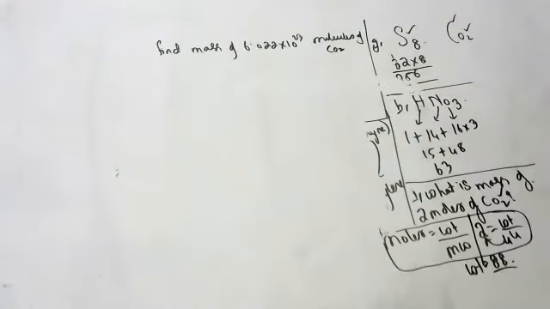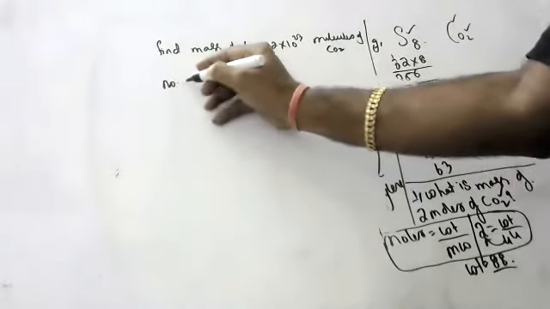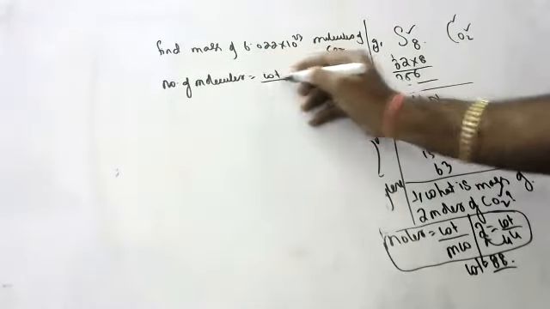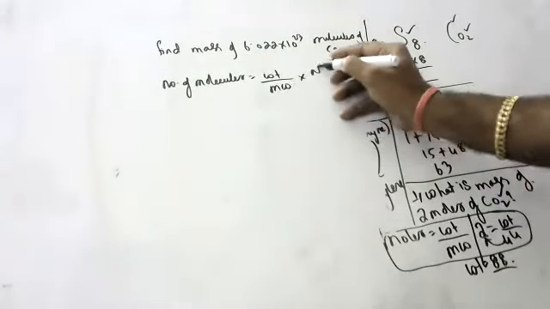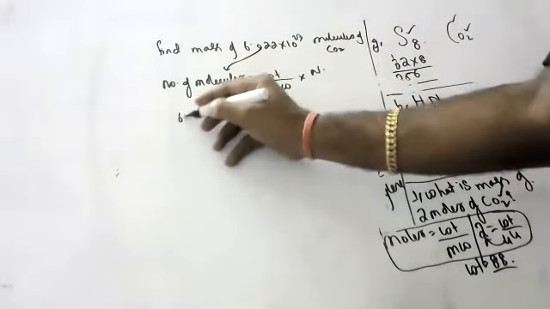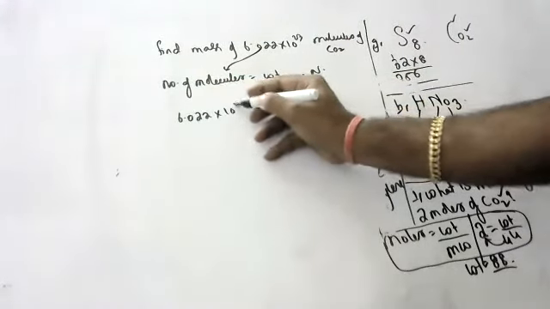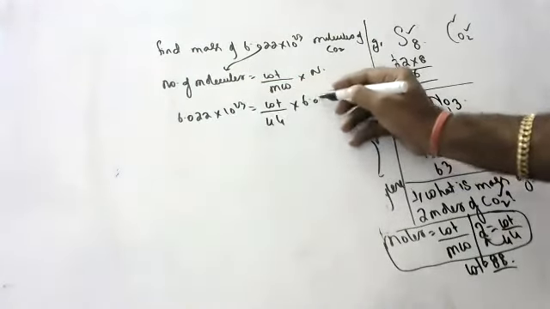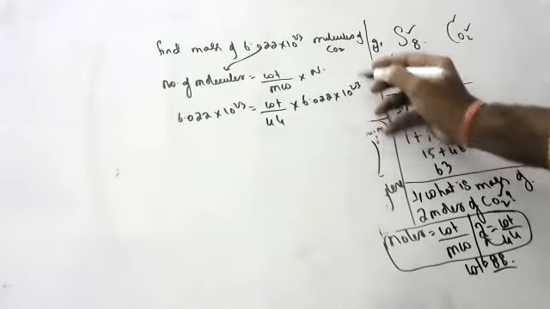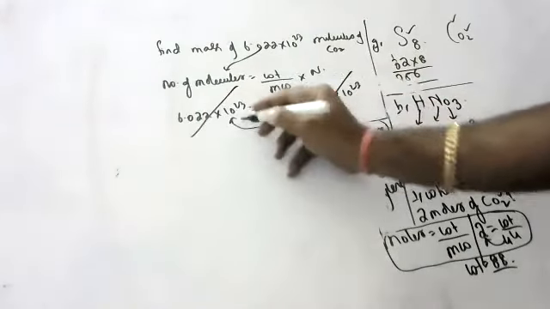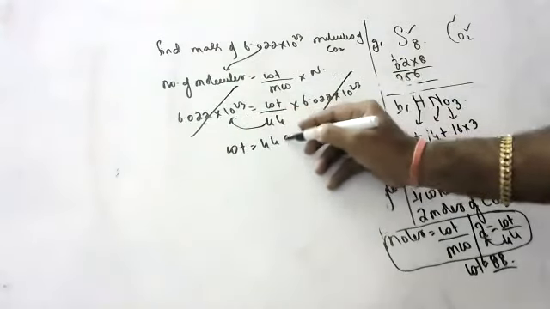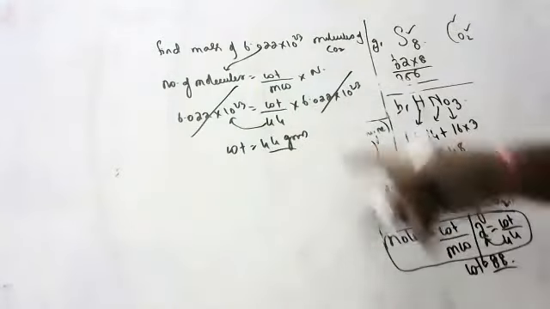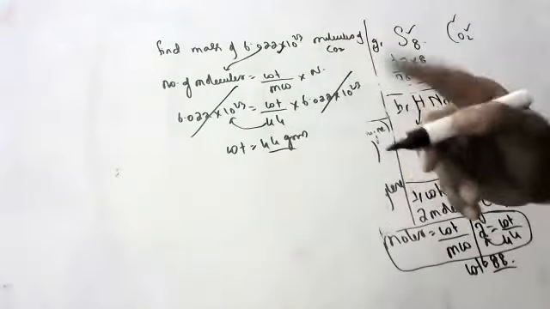Number of moles formula is weight by molecular weight, and number of molecules is moles into Avogadro number. Number of molecules is 6.022 into 10 power 23, equal to weight by 44 into Avogadro number. Okay, weight is 44 grams. So from this, what we understood: 44 grams is 1 mole, and 44 grams will have Avogadro number of molecules.